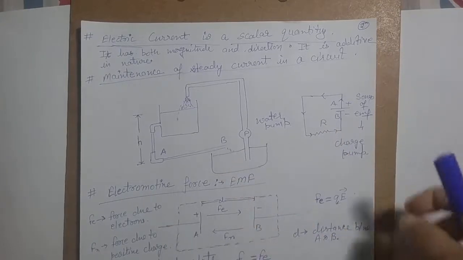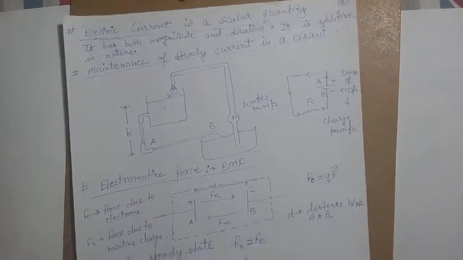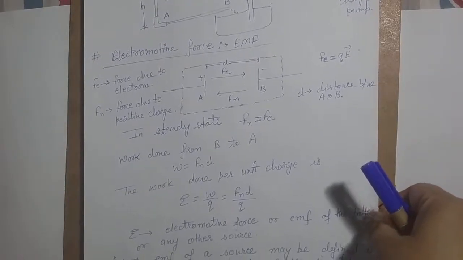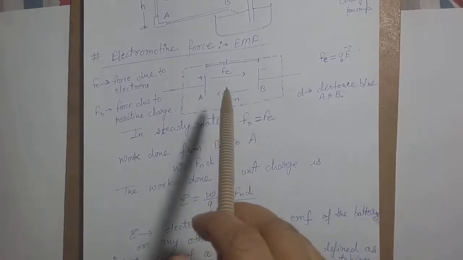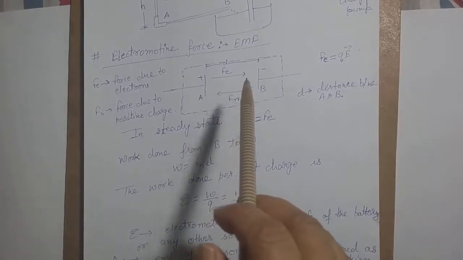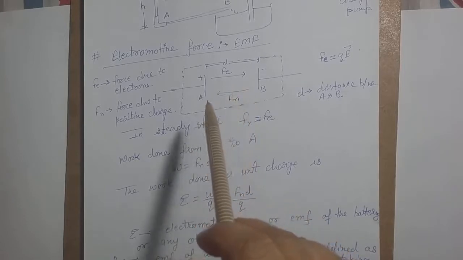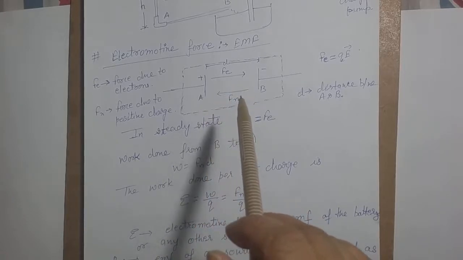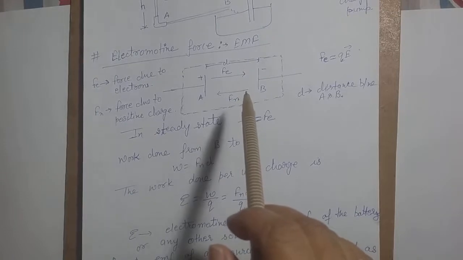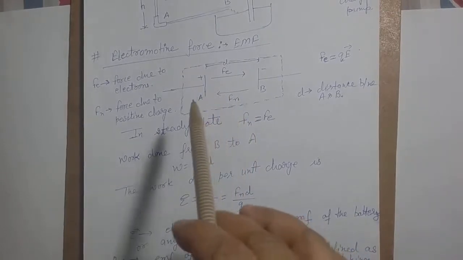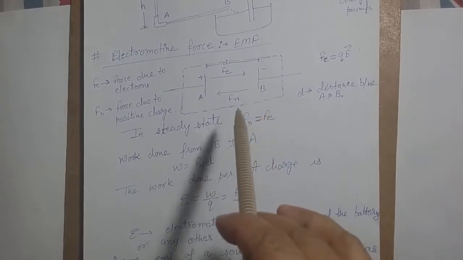So we are getting a steady flow of current. Now what is electromotive force? Whenever a cell or battery is connected, we get a flow of current through that particular circuit. Let us consider a case that we have a cell, where A is the positive terminal and B is the negative terminal.